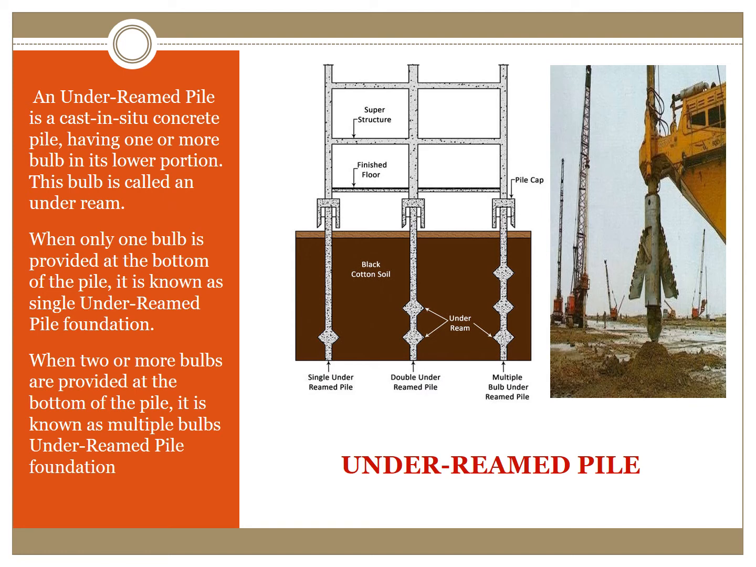And this is the figure for the next, under reamed pile. An under reamed pile is a cast in situ concrete pile having one or more bulbs at its lower portion, and this bulb is called an under ream. When only one bulb is provided at the bottom of the pile, it is known as a single under reamed pile. If more than one bulb is provided, it is called a double under reamed pile, or when two or more bulbs are provided at the bottom of the pile, it is known as a multiple bulb under reamed pile.